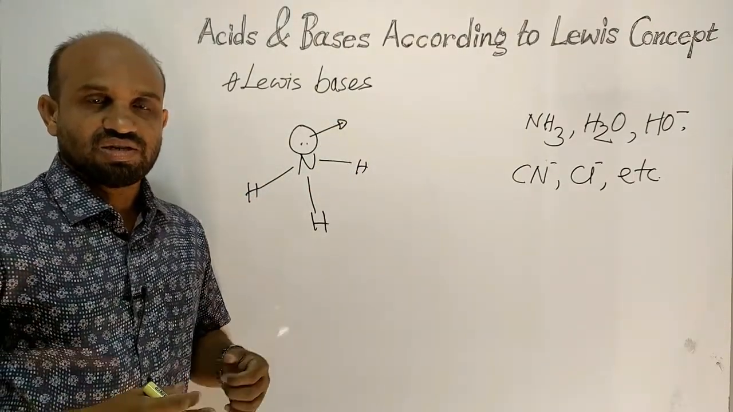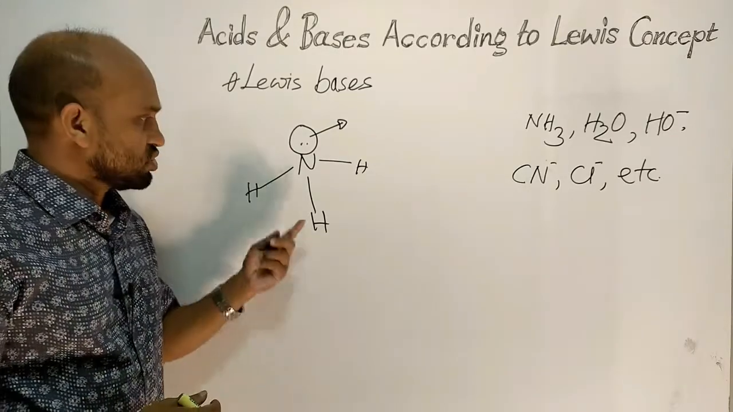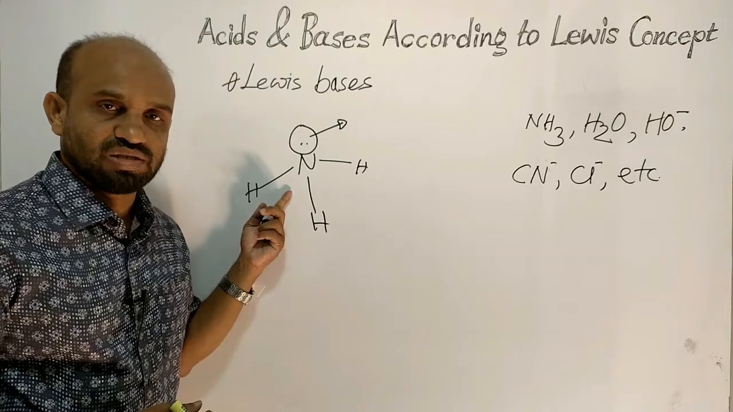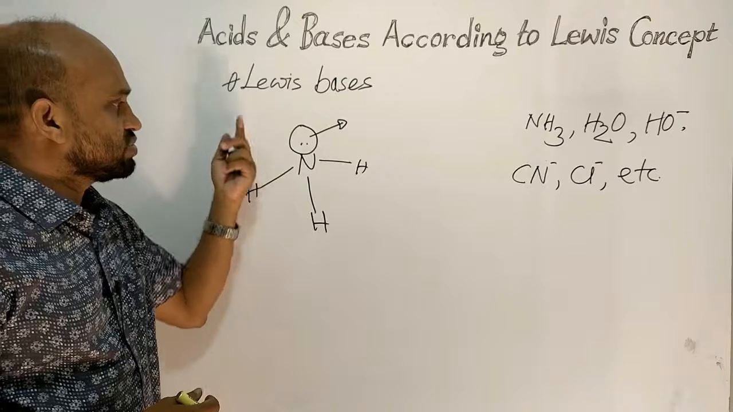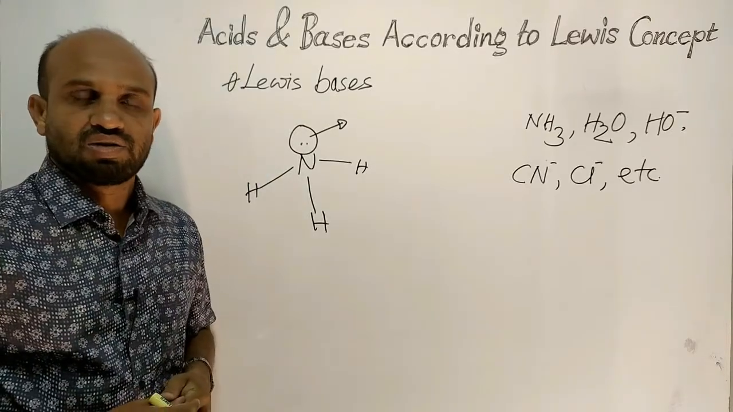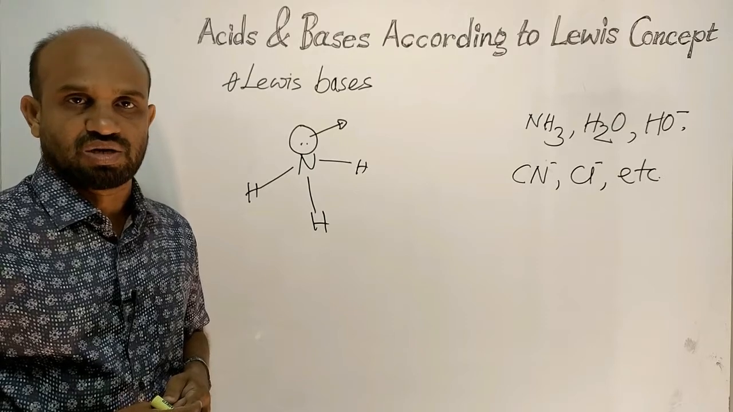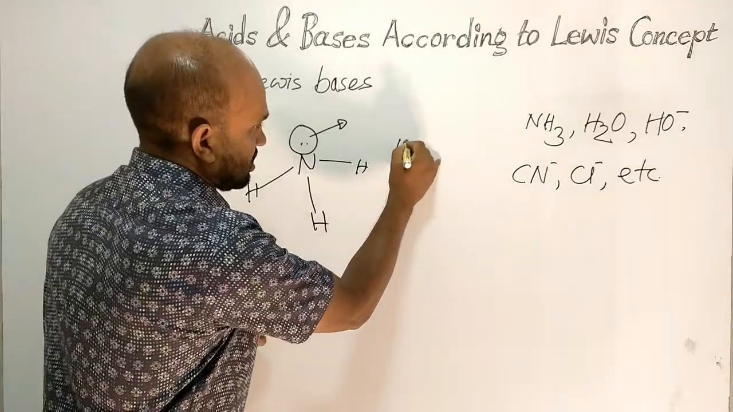That means the Lewis acids are electron pair acceptors. So ammonia is a kind of Lewis base, that means electron pair donor. So Lewis base, electron pair donor, and Lewis acids are electron pair acceptors. Now let's see another compound, that is water.